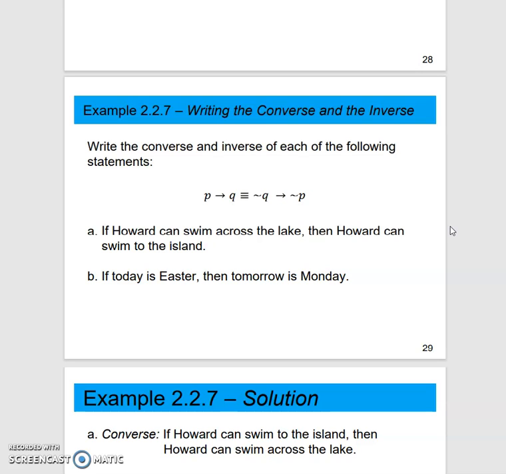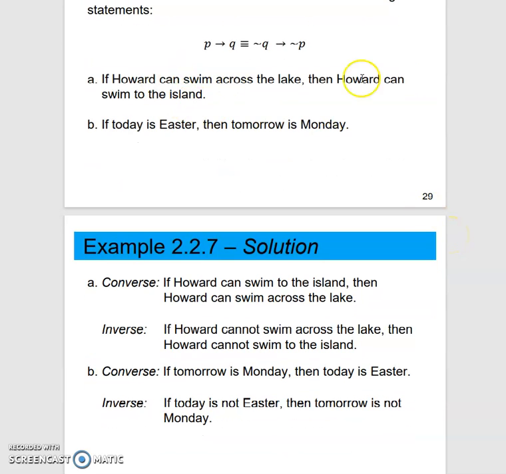So let's now take the converse and inverse of those statements that we had a few minutes ago. So again, we've got Howard. Our converse, if Howard can swim to the lake, then Howard can swim across the lake. The inverse, if Howard cannot swim across the lake, then Howard cannot swim to the island. With our Easter example, the converse, if tomorrow is Monday, then today is Easter. And the inverse, if today is not Easter, then tomorrow is not Monday.